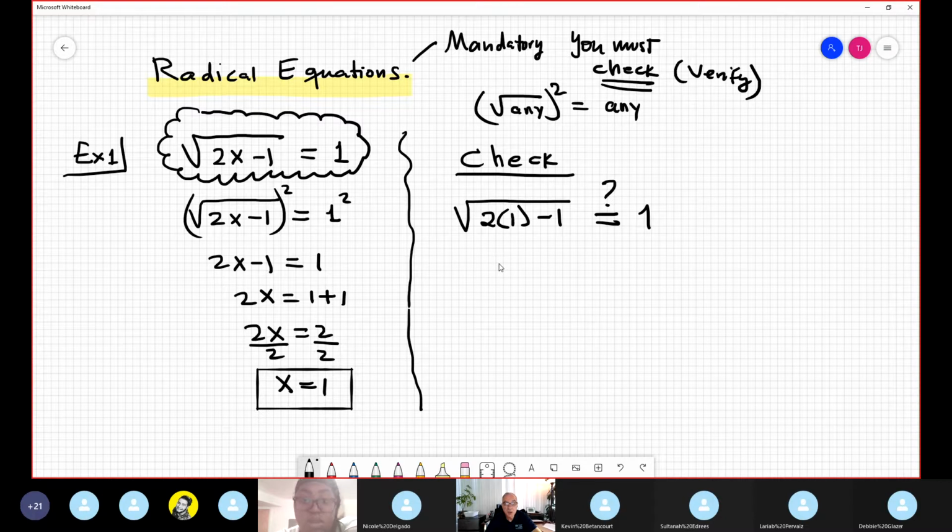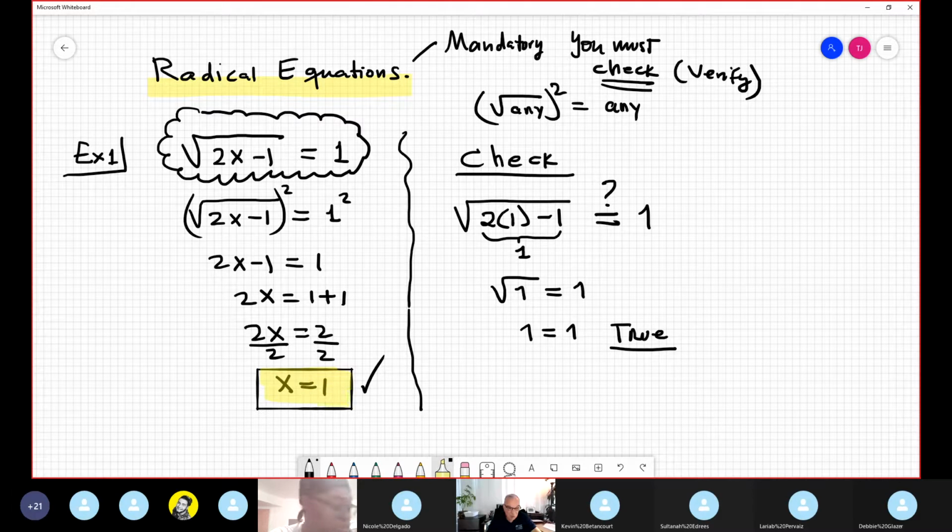2 times 1 is 2. 2 minus 1 is 1. This part is 1. And the square root of 1 is 1, meaning the equation is true. Exactly. Okay, the checking is true. That means that this solution is good. But you see now, in the example I prepared for you, this cannot always happen.